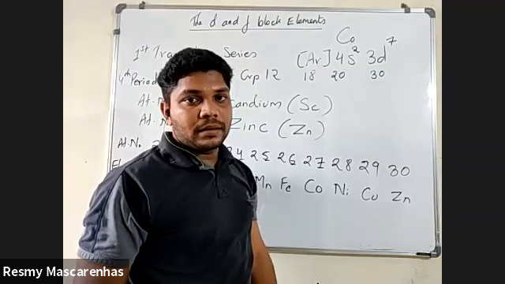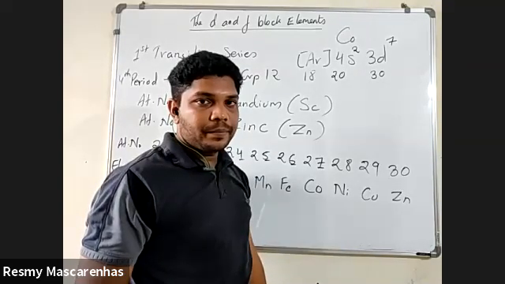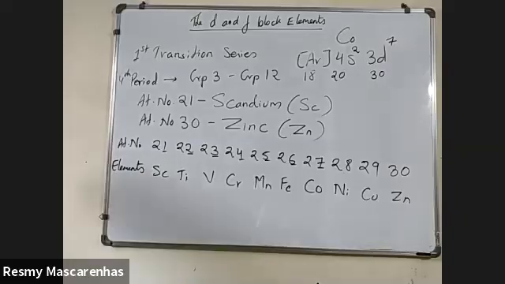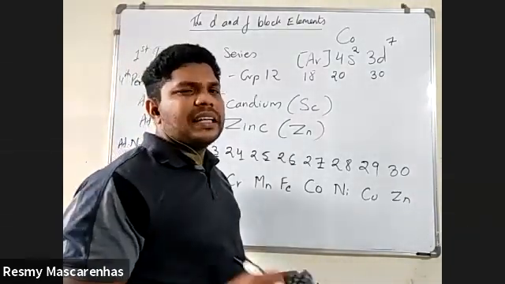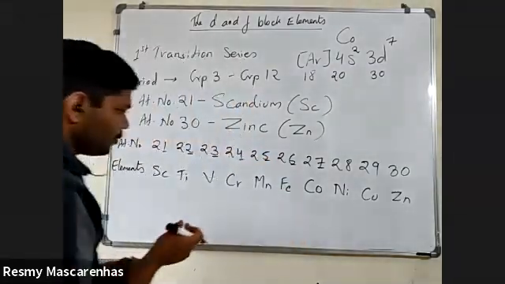Understood, everyone? Anyone have any difficulty in this electronic configuration? Okay. Now there are 2 elements where the electronic configuration changes a little bit. There is an exception.